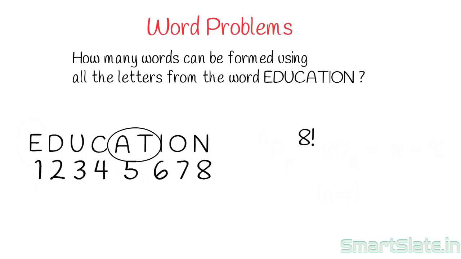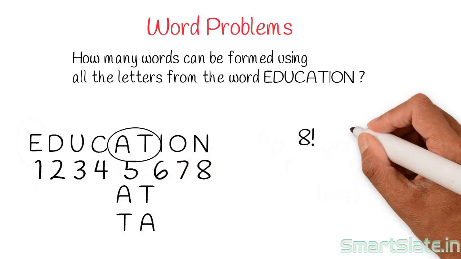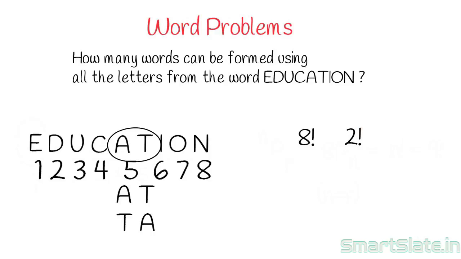Think again. Even though for simplicity we are treating A and T as a single unit, A and T can be arranged in two ways, AT and TA, which is 2 factorial. So, actual answer to this question is 8 factorial into 2 factorial.